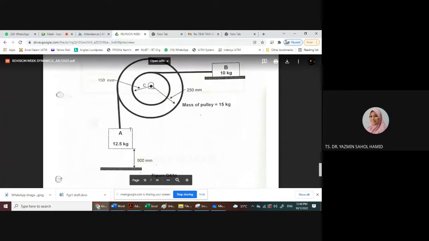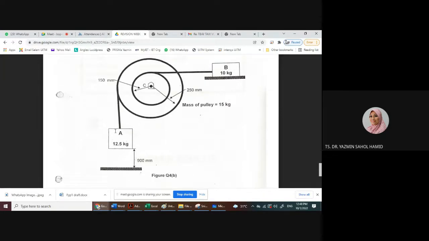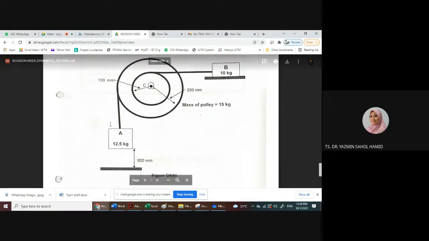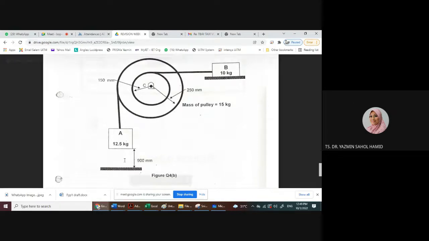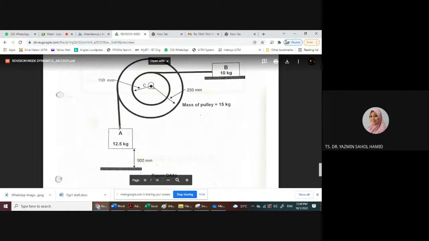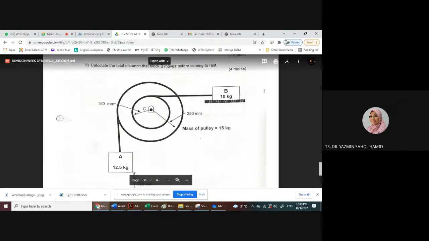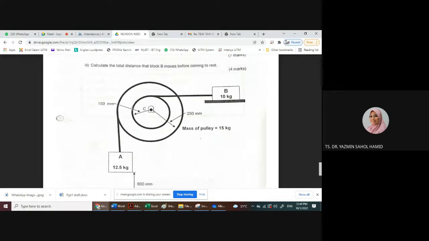Bila translation, formula dia apa Amirul Iman? Amirul Iman, translation, kinetic energy, formula dia apa? Kalau fixed axis... 1/2 mv squared. Itu saja untuk blok A, sebab dia tak rotate. Dia hanya translation saja. Dia drag atas ke bawah saja, dan B ke kiri ke kanan. Tapi yang puli ni dia boleh rotate. That's why formula puli tadi saya ada bagi 1/2 I omega squared.